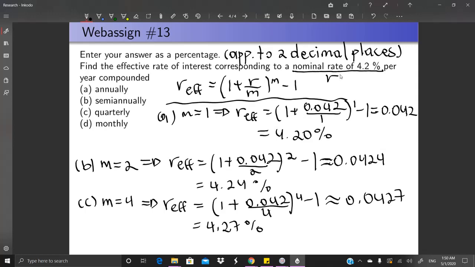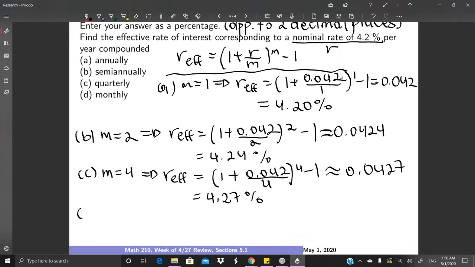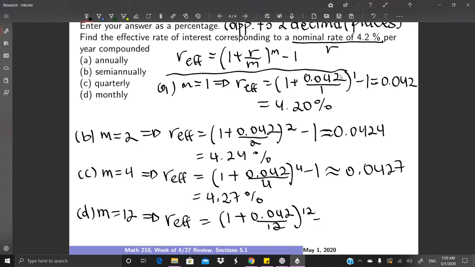Okay, and then finally the last one, part D. All right, monthly, we know we're 12 months, so 12 periods, m equals 12. So then the effective rate is equal to 1 plus 0.042 divided by 12, to the power of 12, minus 1. So we get that this is equal to 0.0428, or approximately 4.28%, rounded to 2 decimal places as a percentage.